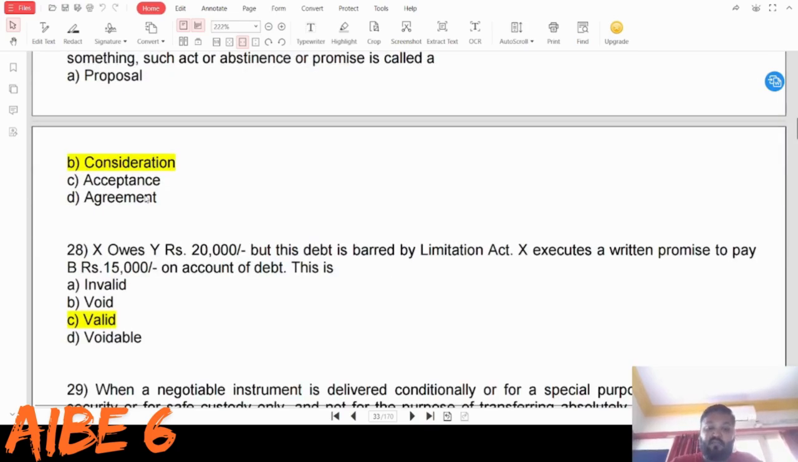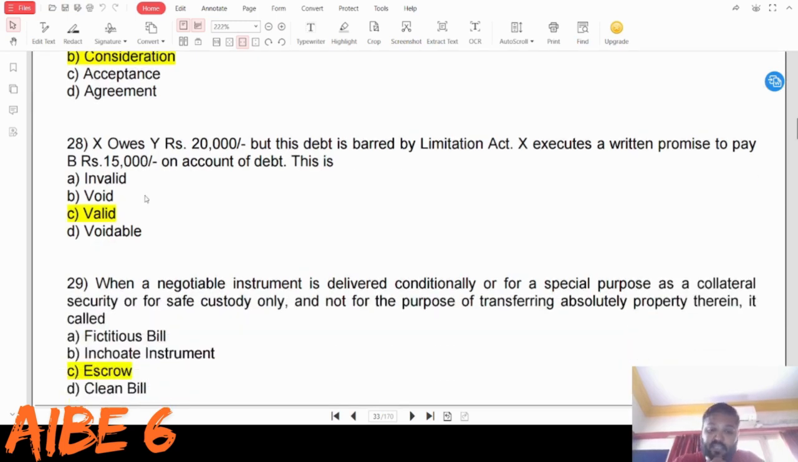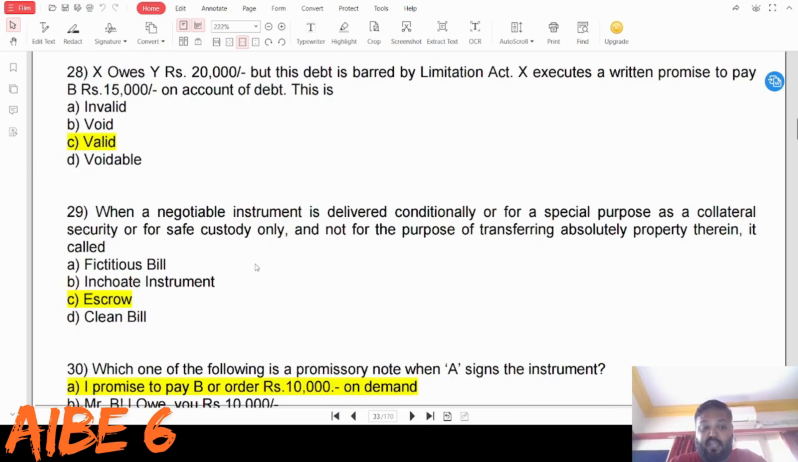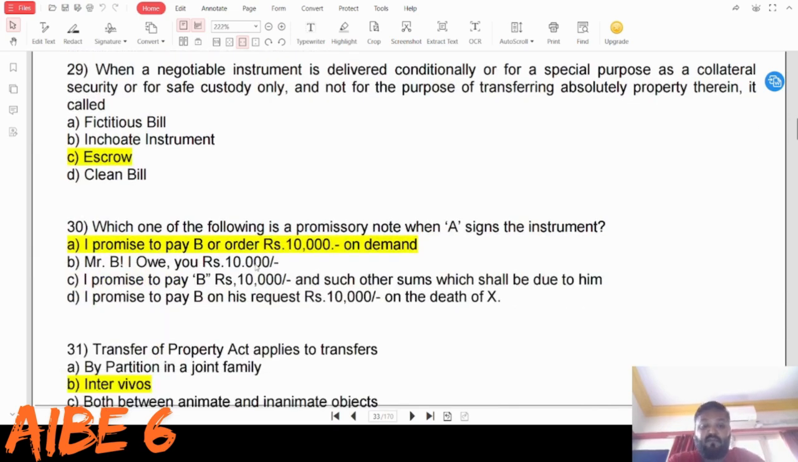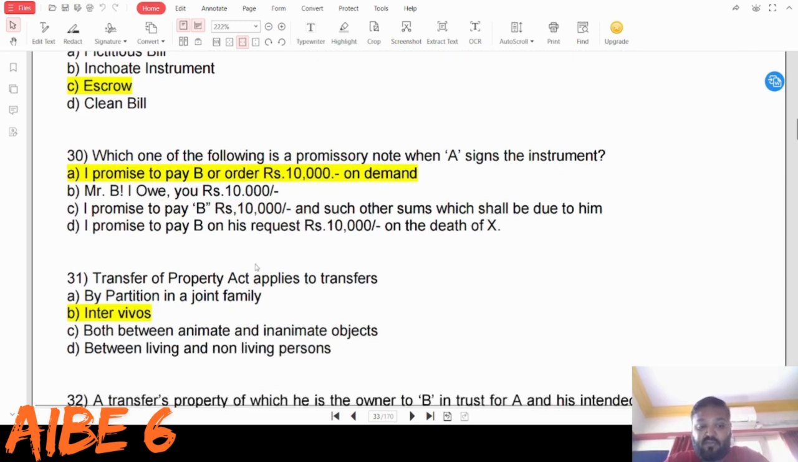X owes Y 20,000 but this debt is barred by the Limitation Act. X executes a promissory note, a written promise to pay 15,000 rupees on account of the debt. This is valid. When a negotiable instrument is delivered conditionally or for a special purpose as collateral security or for safe custody only, and not for the purpose of transferring absolute property therein, it is called escrow. Which one of the following is a promissory note? A signs the instrument: I promise to pay B or order 10,000 rupees on demand.